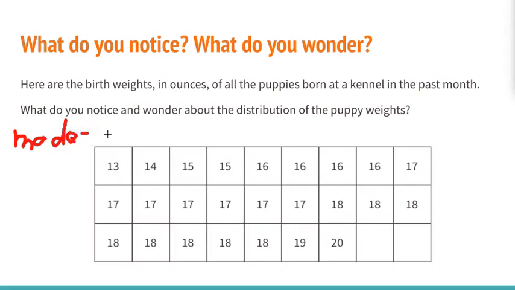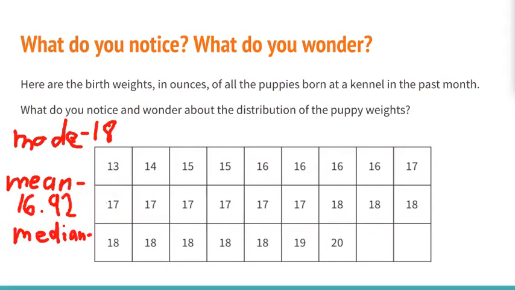Or we can have more than one mode. It's just going to be the one that has the most. What about our mean? Well, you have to add all those up and then divide by the total number here. So with the 25 weights that you've got there added together and then divided by 25, you get 16 and 92 hundredths. And then the median.